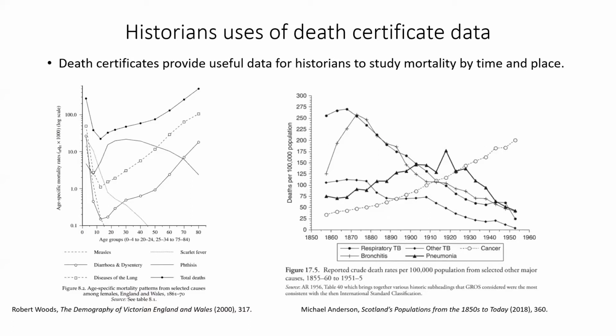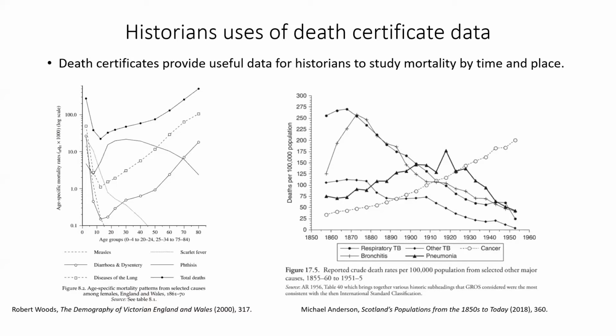The second graph on the right shows how the incidence of different causes of death changed in Scotland between the 1850s and the 1950s. And here you can see the relatively dramatic fall of most kinds of cause of death. So that's respiratory TB and other TB are both declining. Pneumonia has a quite interesting pattern of slowly rising and peaking at the start of the 20th century and then declining. And then you can see the steady onward march of cancer.